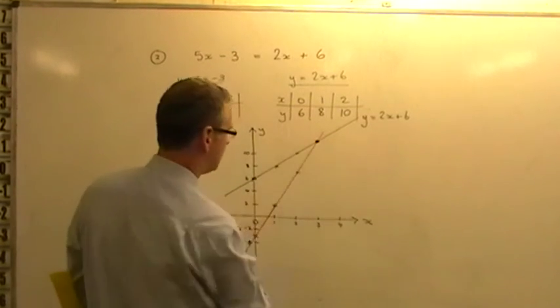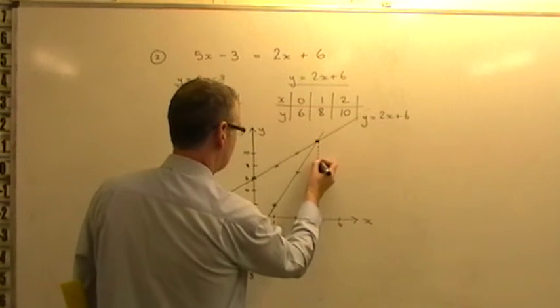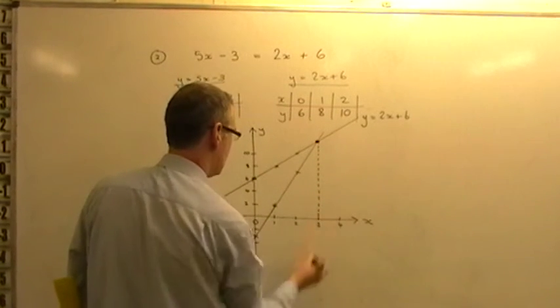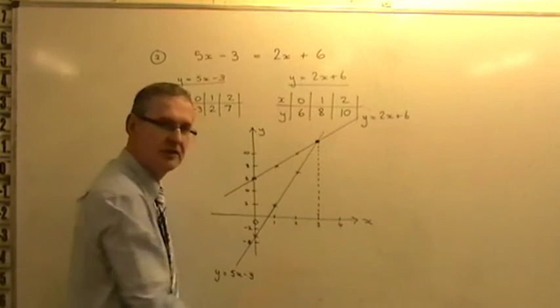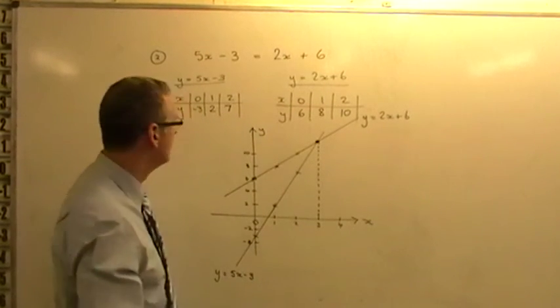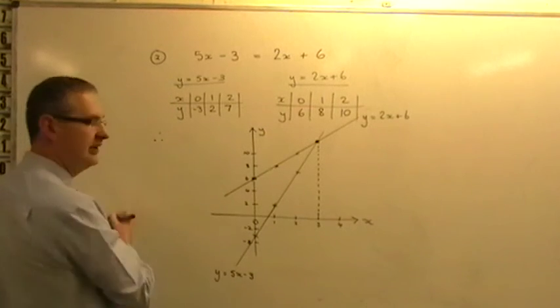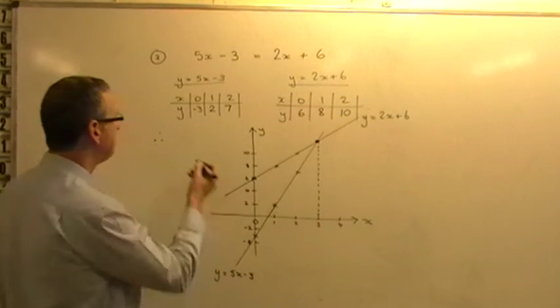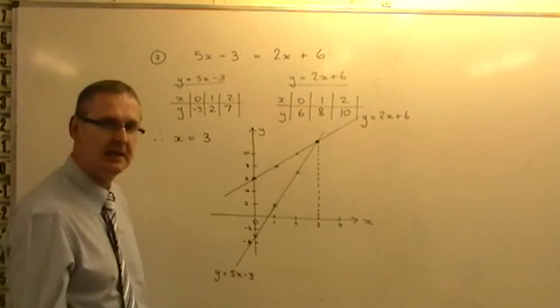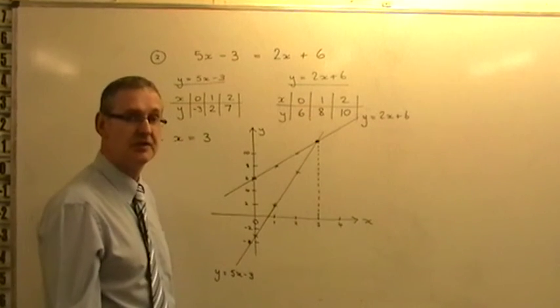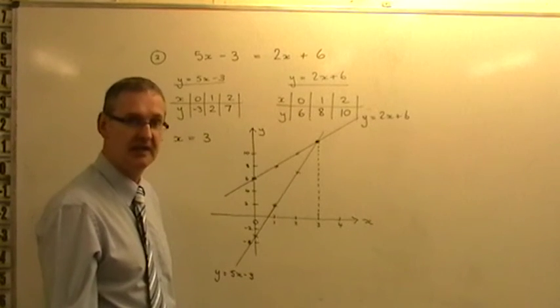So you just go to the intersection point and you drop down a vertical line to your x-axis, and if you've done it accurately, you should get the line going to 3 on the x-axis. So, therefore, x is equal to, from the graph, 3. And if you solved this equation algebraically, that's exactly the answer you would get.